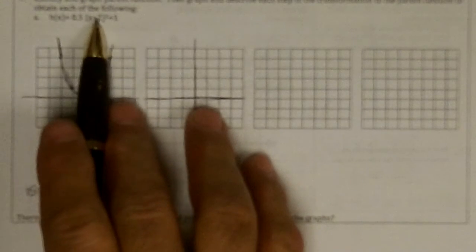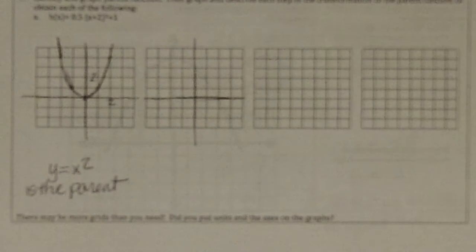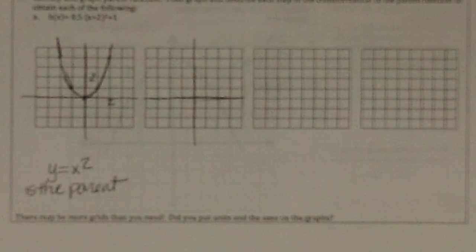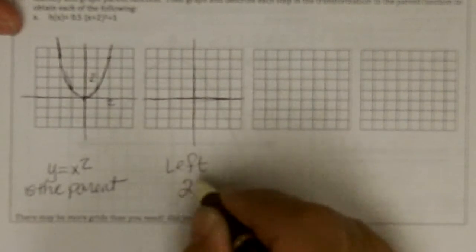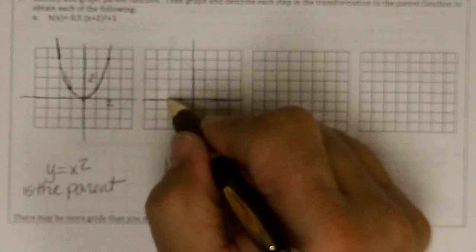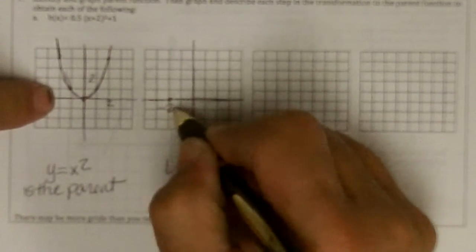And that's this plus 2 on the x. And of course, everything on the inside works backwards. So adding 2 does not move the graph 2 in the positive direction. It moves it in the negative horizontal direction. So it goes left 2. And so the vertex gets moved back here to minus 2.